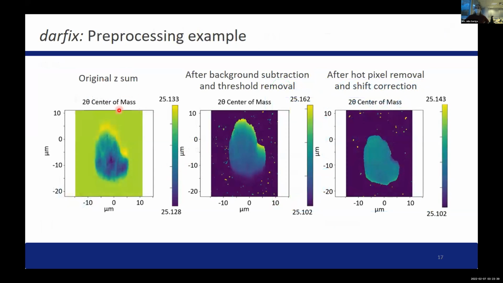Here you can see an example of why it's important to do preprocessing before any analysis. In this first image, you can see a sum of all your stack before any preprocessing is applied. In the second image, you see the same sum, but after applying background subtraction and threshold removal. And finally, you see the zoom with hot pixel removal and shift correction. As you can see, the image is much sharper and neater.